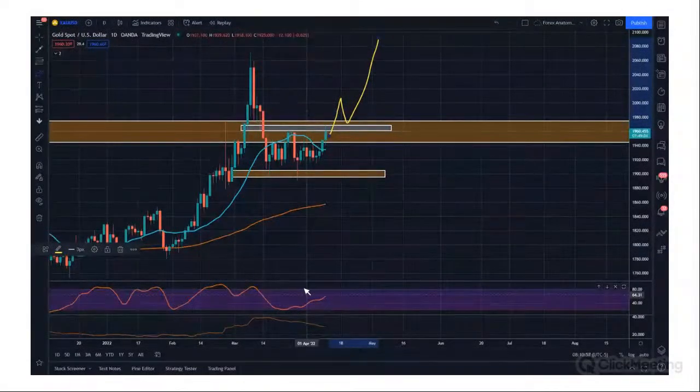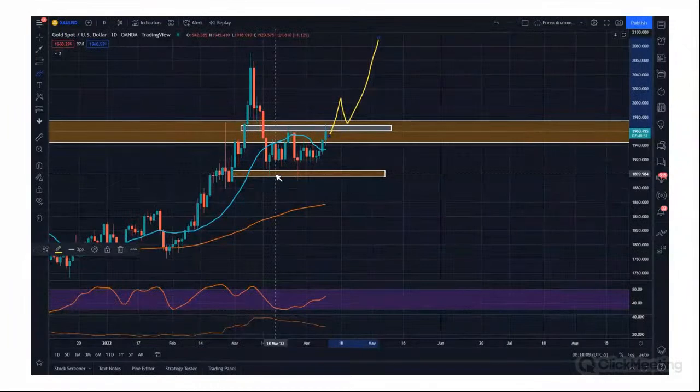But we have to allow price to give us a clue on where the market forces are lying. Right now in this consolidation, it's a battle between the bulls and the bears. It's a battle between the buyers and the sellers, the longs and the shorts. And whoever wins will win the battle at the breakout level.